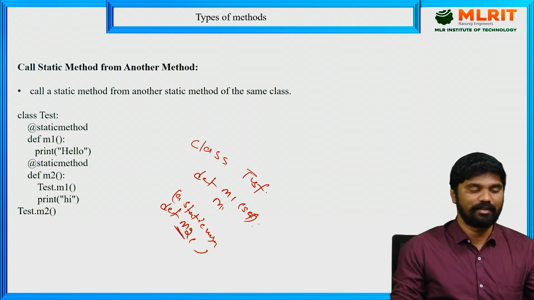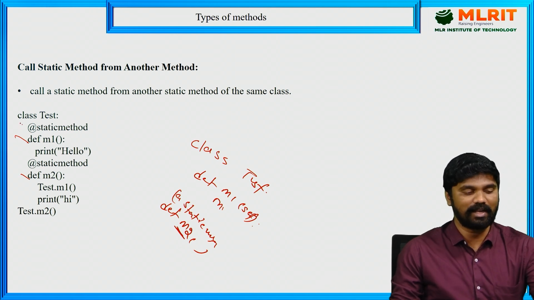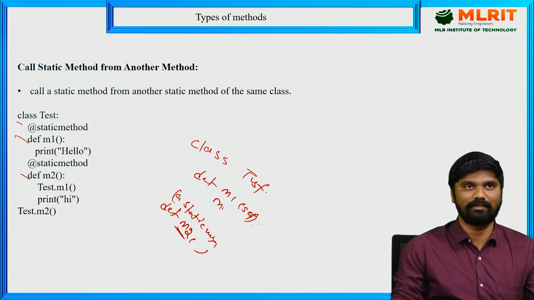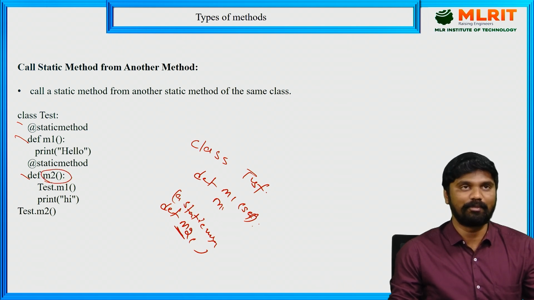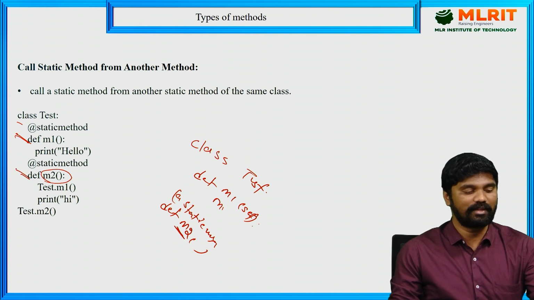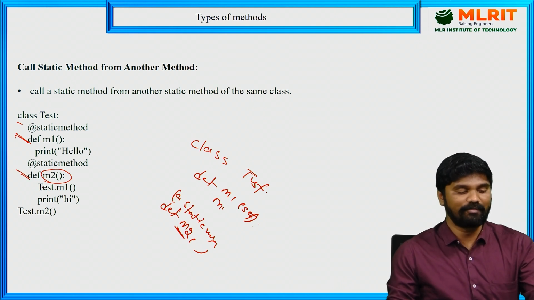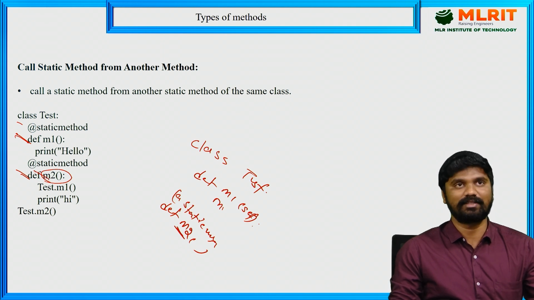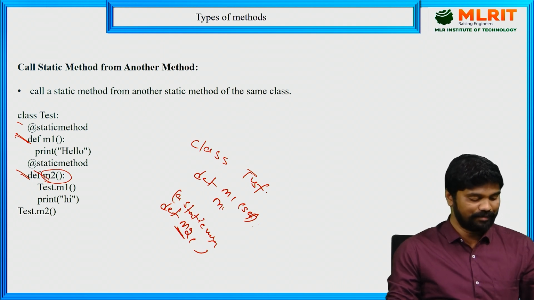Let me check. But before going to check that one, first I will define two static methods, m1 method and m2 method, in the same class. Now that m1 method I am going to call from the m2 method. M1 is a static method and m2 is also a static method, but I am calling m1 from m2, which is another static method of the same class. So let me try an example.